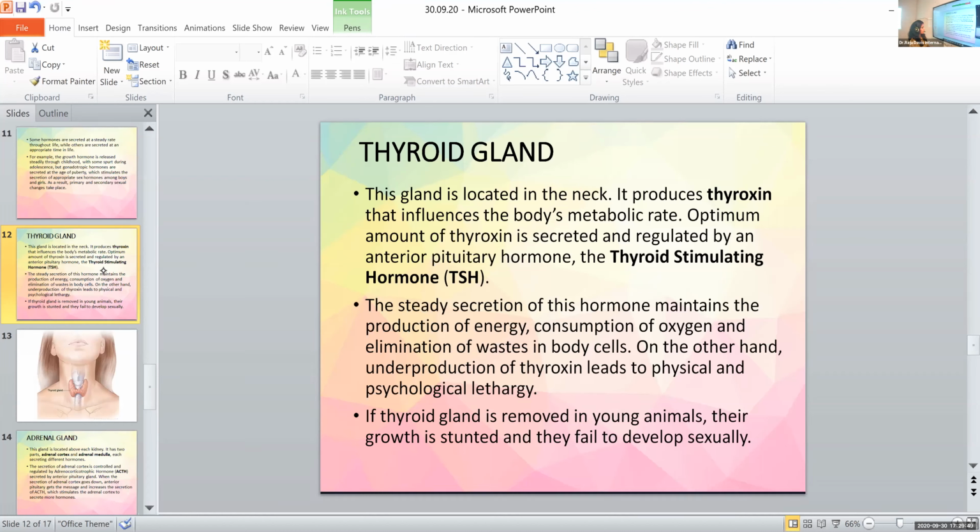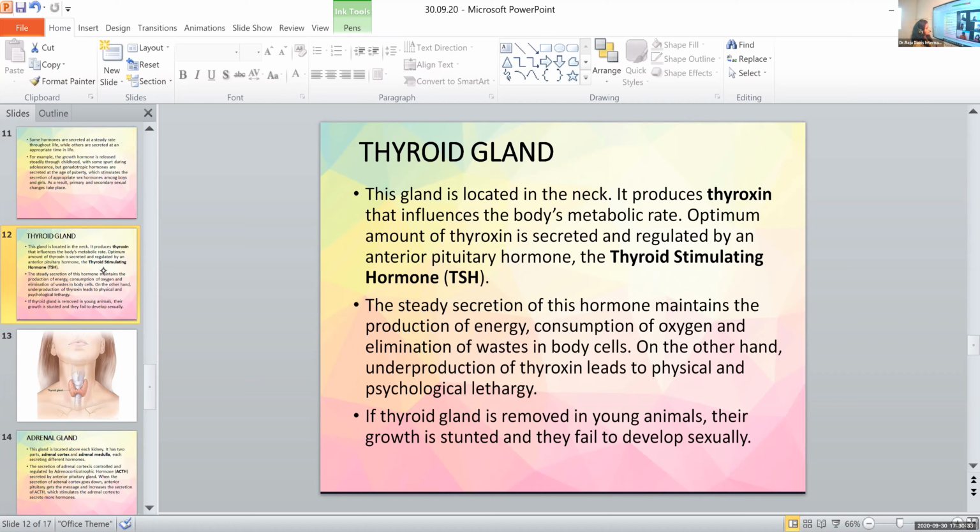If thyroid gland is removed in young animals, their growth is stunted and they fail to develop sexually. So if thyroid gland is removed in small animals, their growth and development does not occur in a normal fashion. I remember telling you one example. I told you that certain imbalances in hormones can cause depression in certain people. So thyroxine is one among them. I mentioned here that underproduction of thyroxine leads to physical and psychological lethargy. Lethargy means a state of laziness or tiredness.